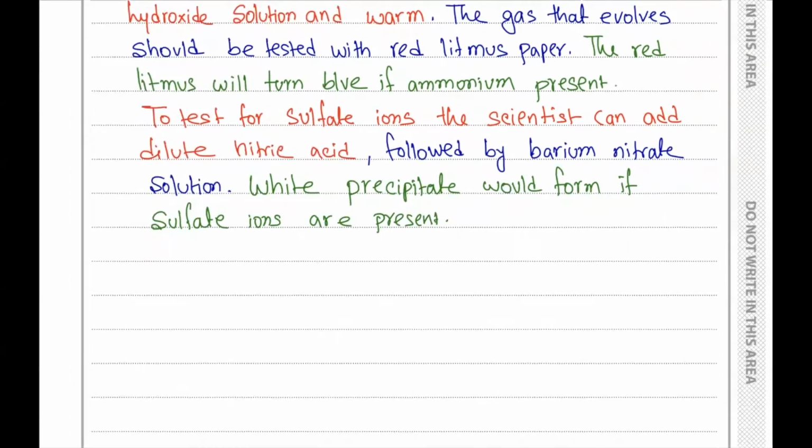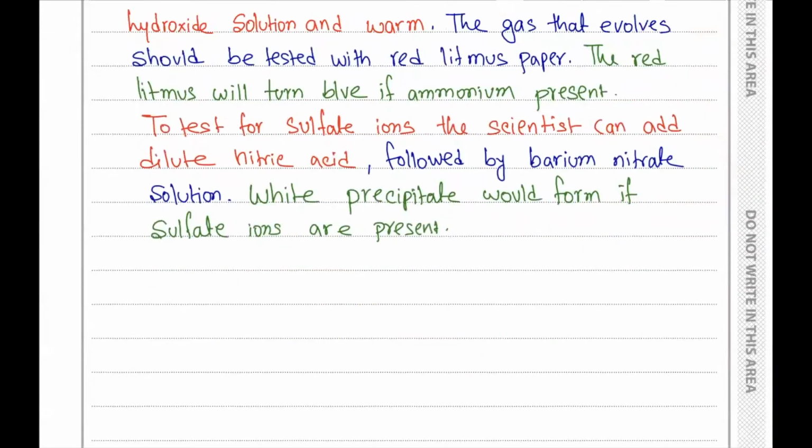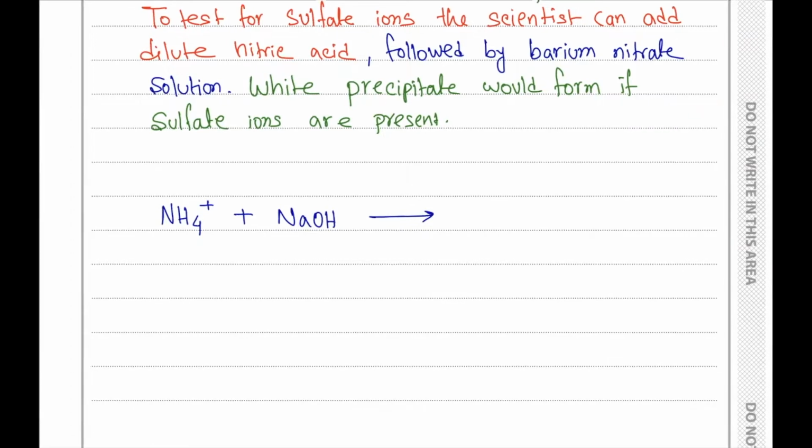Guys, for bonus, let me show you how we test for ammonium ions. So basically, when we test for the presence of ammonium ions with sodium hydroxide, NaOH, what happens is that the ammonium ion gets displaced with sodium hydroxide. So we are going to see sodium ions along with water and formation of ammonia. So this is basically the ionic equation.